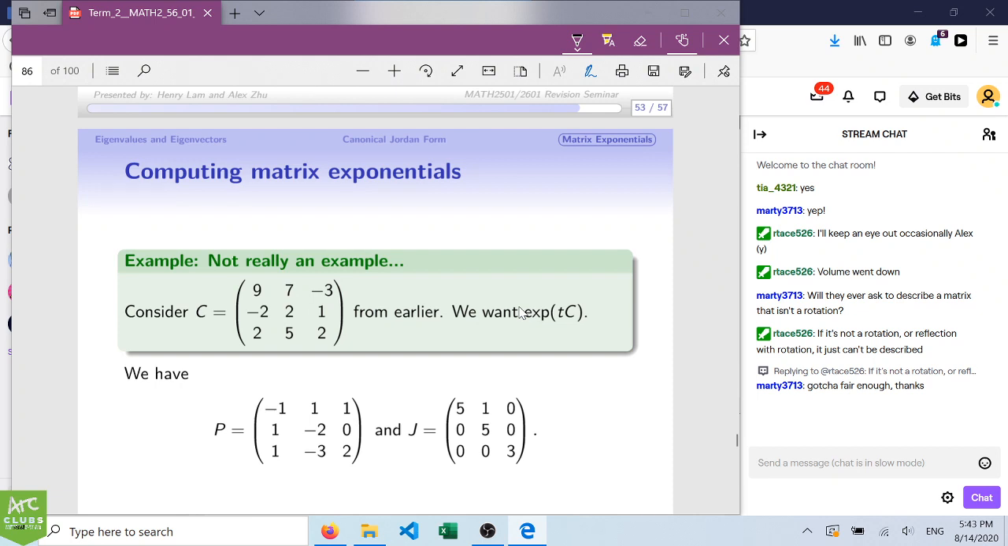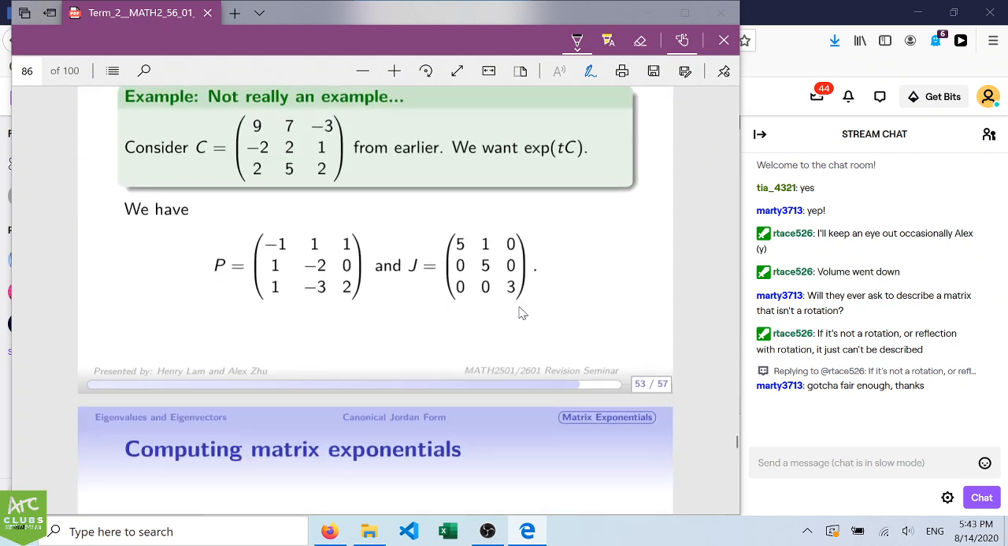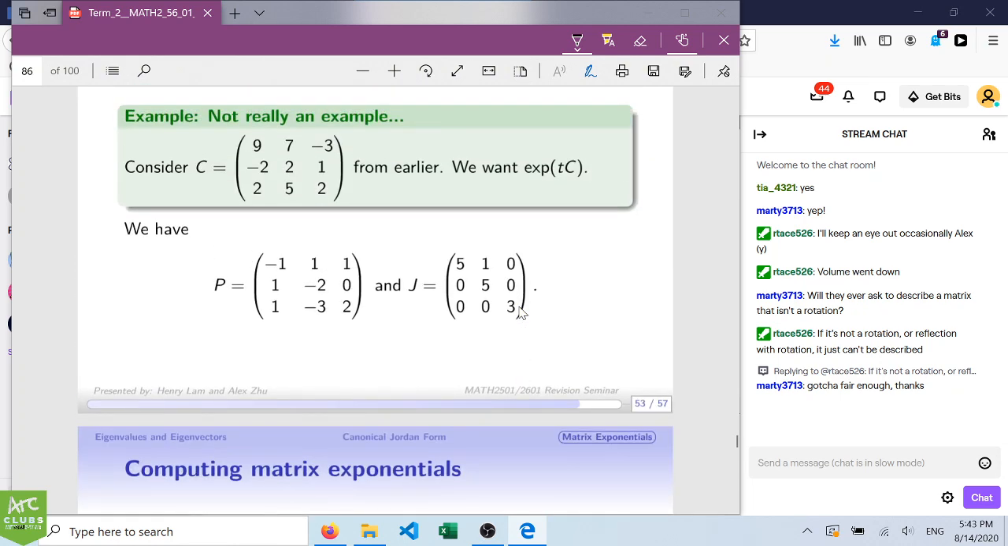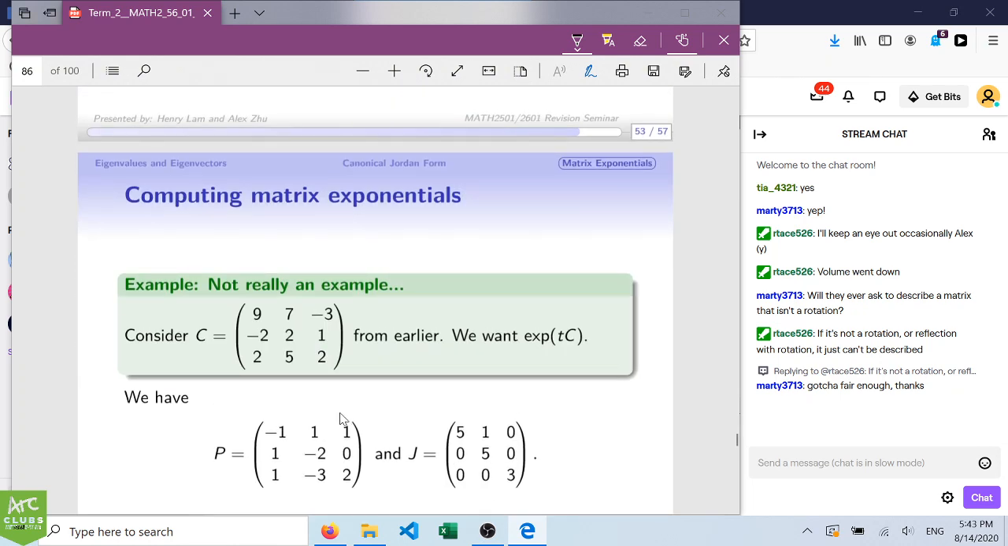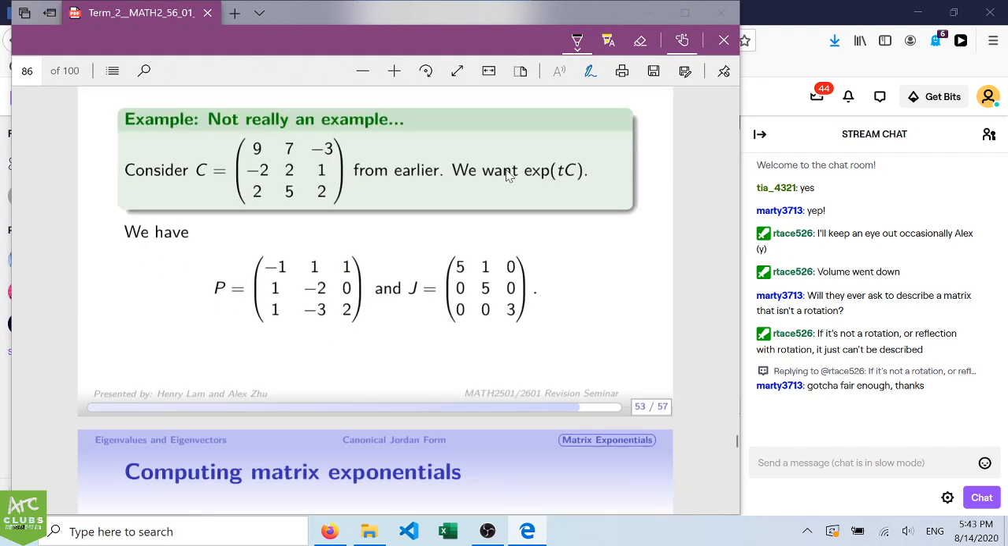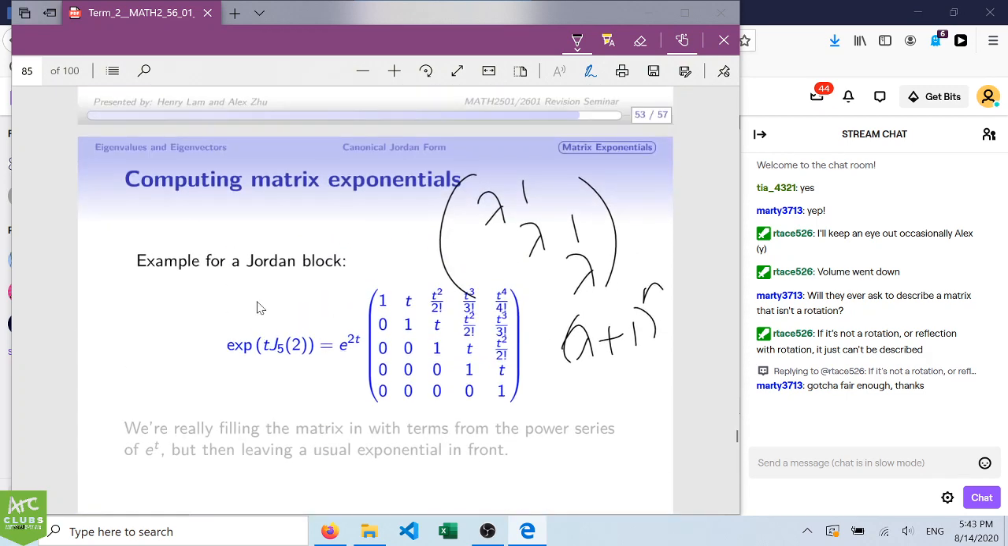Okay, so let's look at how we exponentiate tC. To get that, we first need to find the Jordan block, the Jordan matrix, and then the P matrix. So this is the same matrix as the previous example. If we want to exponentiate tC, we just need to apply this property, the exponential.